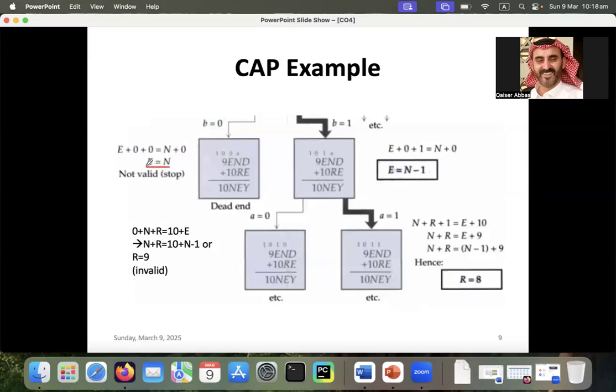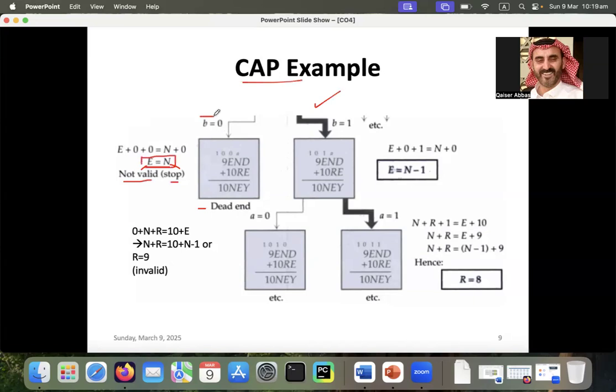What this is saying is that the value of E and the value of the letter N are both the same. This is not okay with respect to this problem, the cryptarithmetic puzzle. This is not a right situation. It is not possible that two letters will have the same value. So that's why it is not valid. So we have to stop here. This is a dead end, and then we will move on to the other branch.